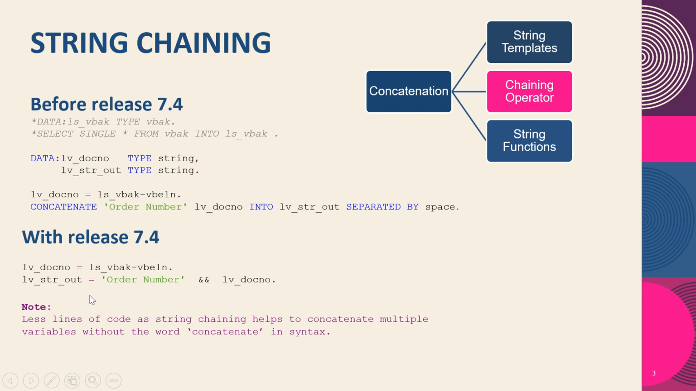In 7.4 and later, the chaining operator was introduced, which helps to concatenate multiple variables without using the word concatenate in the syntax. And the symbol is ampersand and ampersand. That's called the chaining operator. It chains a series of string variables to be concatenated.